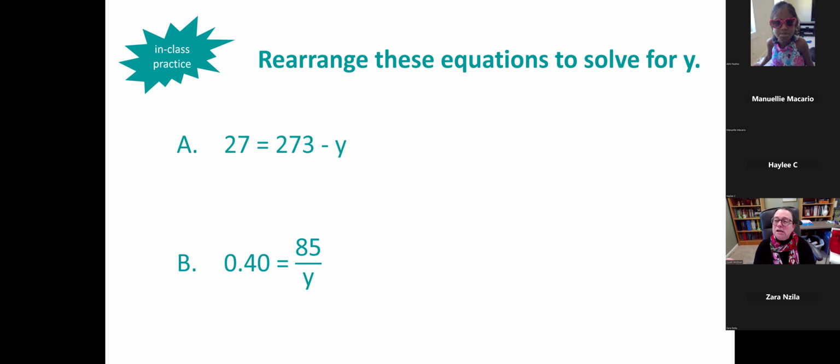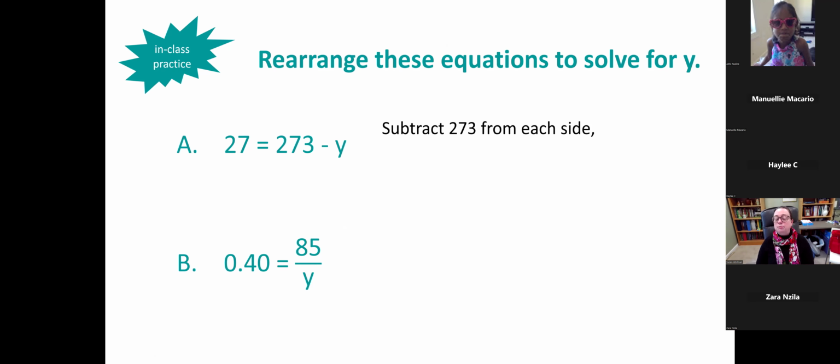All right, so what can we do to make it go away from the side with the y? We're adding 273 to our minus y, so we're going to do the opposite of adding 273. We're going to do minus 273, but we have to do it to both sides to be fair. If we don't do it to both sides, then it's not going to be equal anymore. That's what algebra is doing. We're trying to, on purpose, do some math maneuvers that are going to end up isolating that variable all by itself.